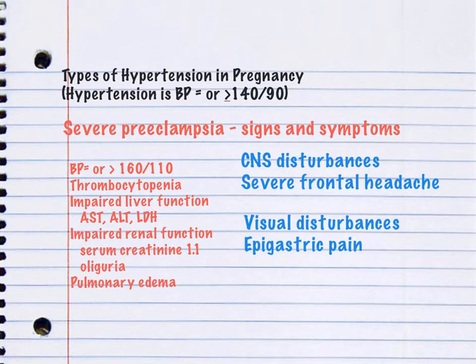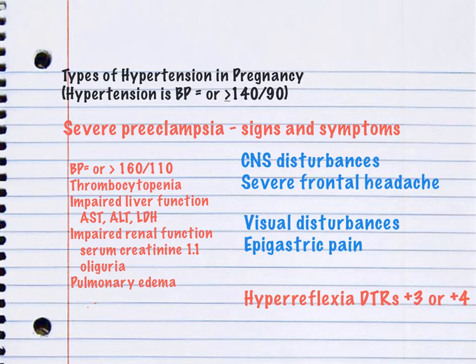Now, another sign, or those are symptoms, another sign that you might find here, let's put this down here. Hyperreflexia. So you're going to check these DTRs, +3, +4. And when you get that hyperreflexia, you better watch out. Make sure that you have some seizure precautions in place, because this might progress to eclampsia.